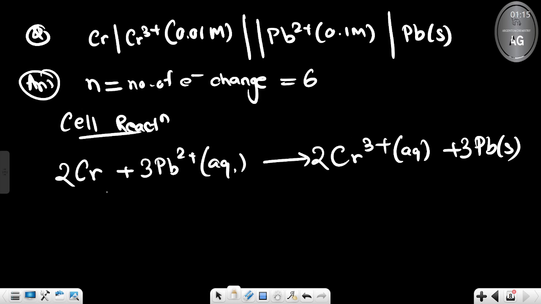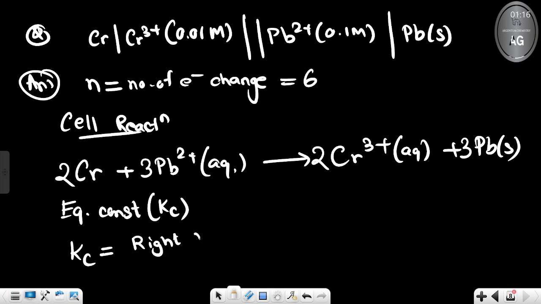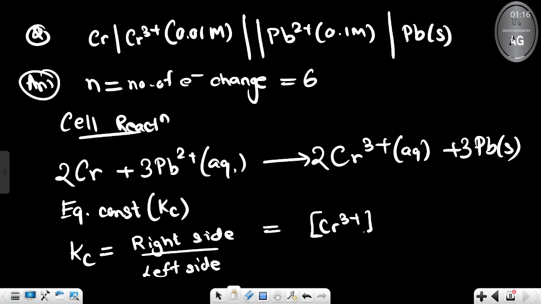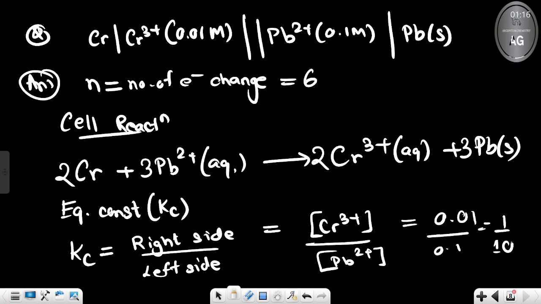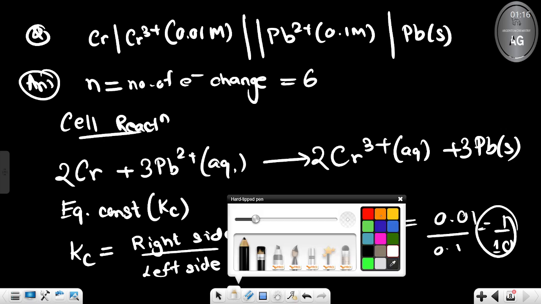Okay, next, which question did we do there? Kc, that is the equilibrium constant. So how will you find out the equilibrium constant? Kc will be equal to, tell me, right side upon left side. I have already told you, right side upon left side. So what is the right side? Cr3+. Then the left side, Pb2+. So this will become 0.01 by 0.1. So the answer will be 1 by 10. It is the same question that we did previously, right? This is the same value that we did yesterday.